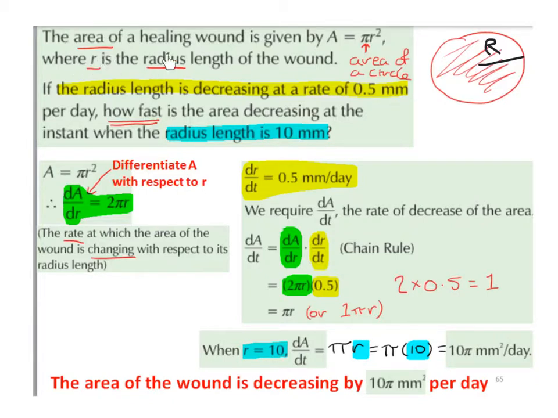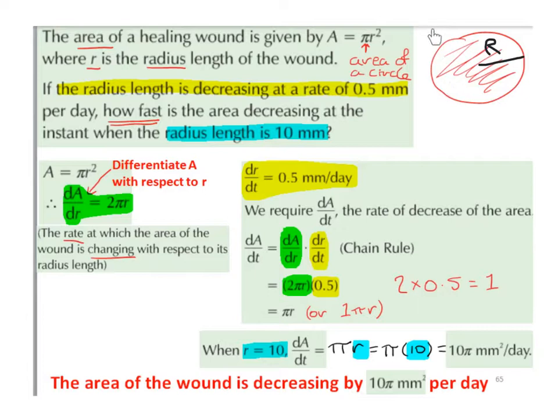So r is the radius length of the wound. If the radius length is decreasing at a rate of 0.5 millimeters per day, how fast is the area decreasing at the instant when the radius length is 10 millimeters? So this wound is getting smaller and smaller every day. That's what happens, wounds heal.